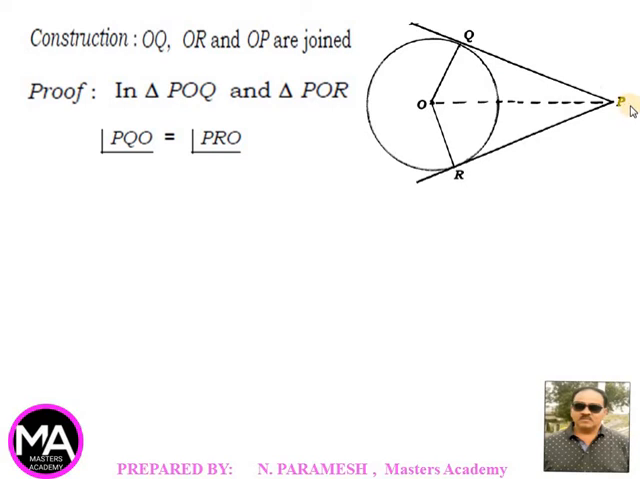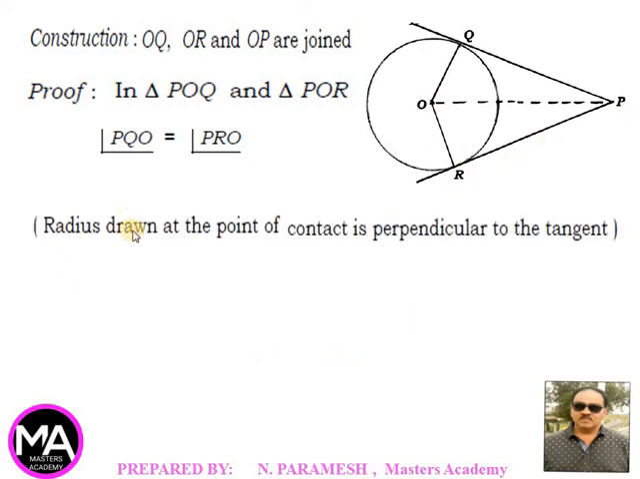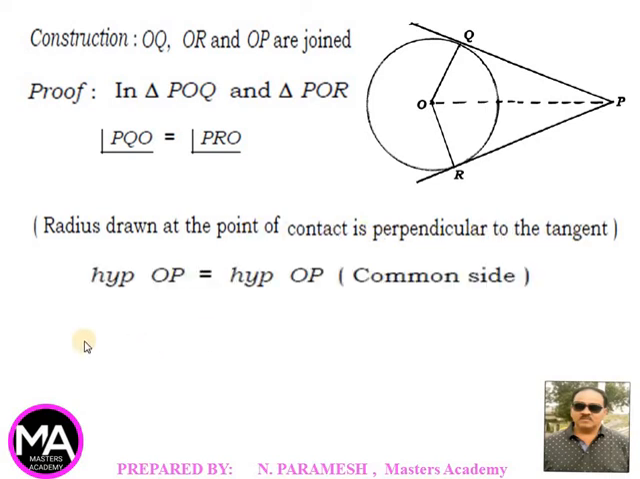Proof, in triangle POQ and triangle POR, angle PQO is equal to angle PRO is equal to 90 degree. Radius drawn at the point of contact is perpendicular to the tangent. Next, angle P is 90 degree.